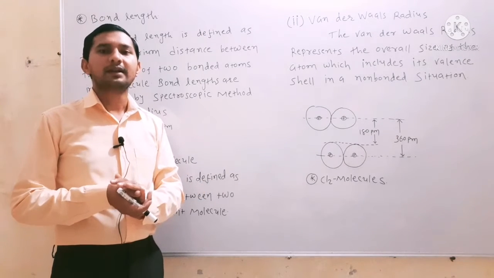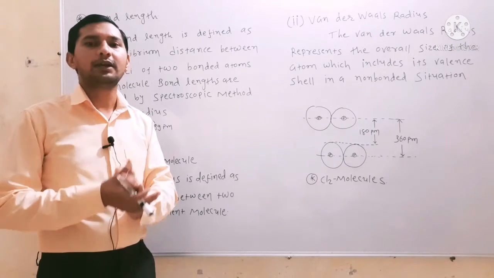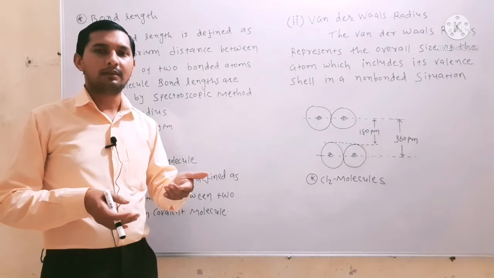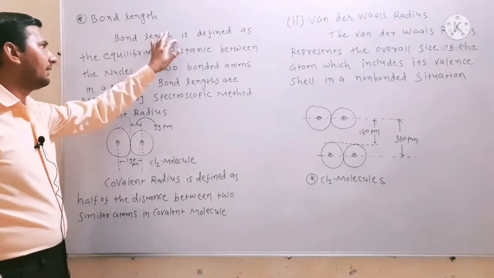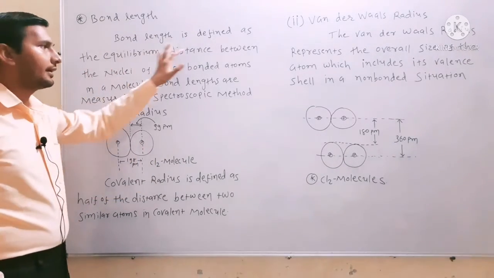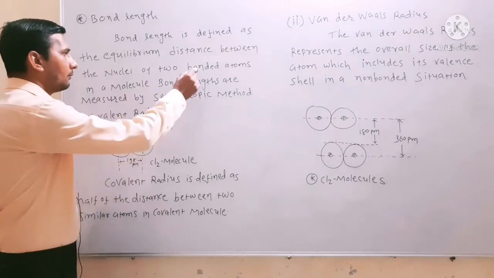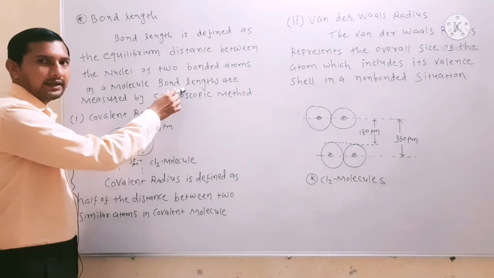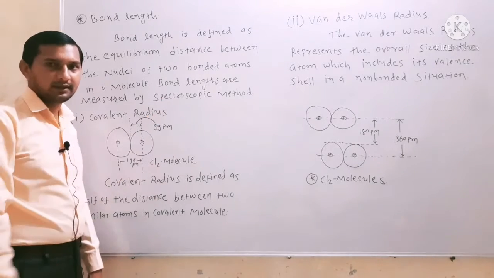If the distance between two nuclei is very small in a molecule, it indicates more strength, or more stability, of the molecule. So bond length is defined as the equilibrium distance between the nuclei of two bonded atoms in a molecule, and this bond length is measured by spectroscopic methods.